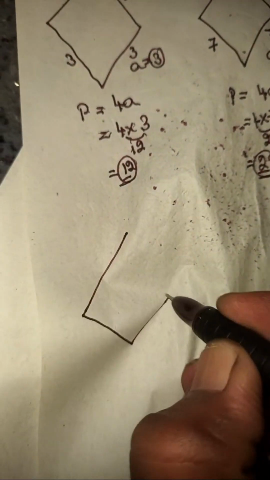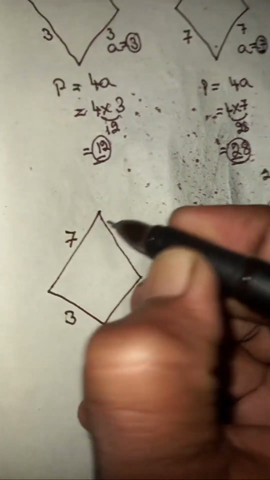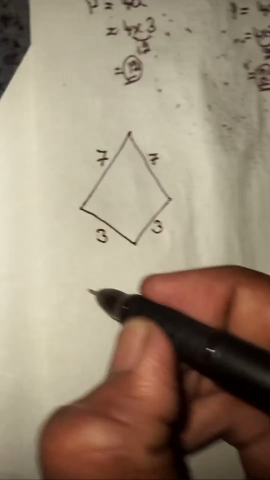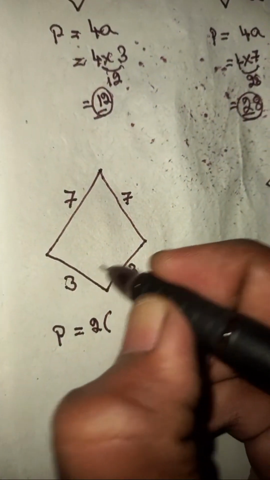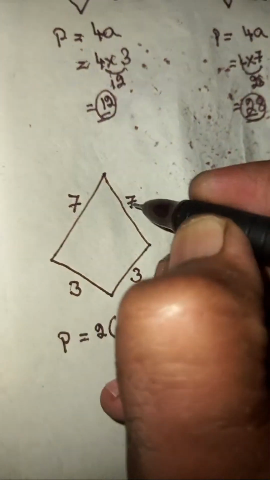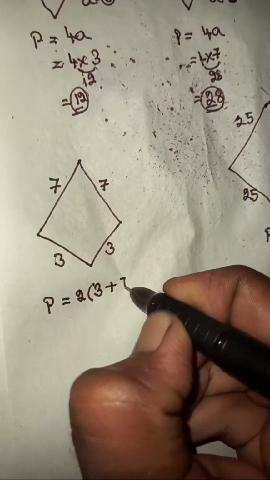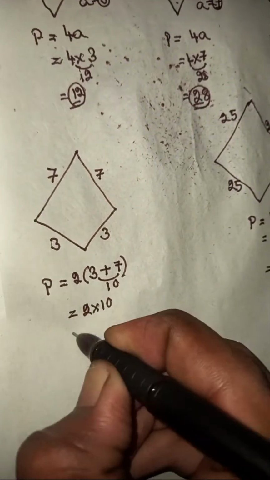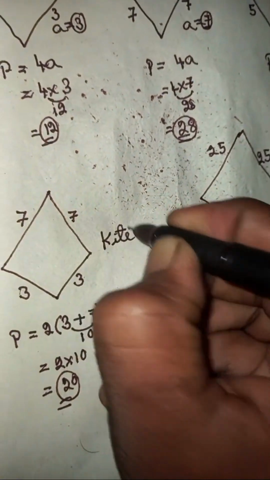Now you can take the kite. A kite is not the same as a rhombus. Here they have given this side as 3 and this side as 7. So this side also remains 3 and this side also remains 7. The perimeter of a kite is 2 times the sum of the different sides. You cannot take the sum of 3 plus 3 or 7 plus 7. You must take different sides, that is 3 plus 7. Here 3 plus 7 is 10. So 2 times 10 is going to become 20. It is the perimeter of this kite.